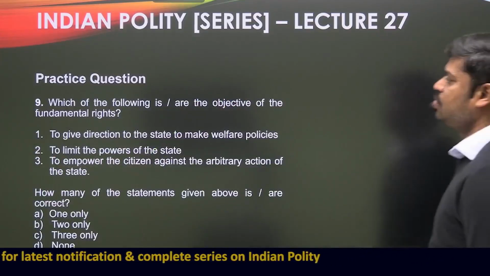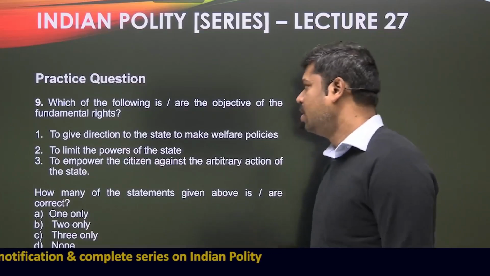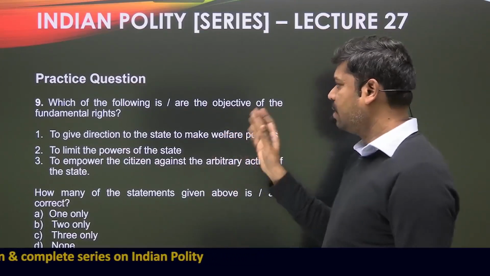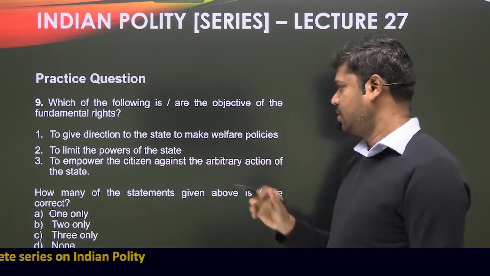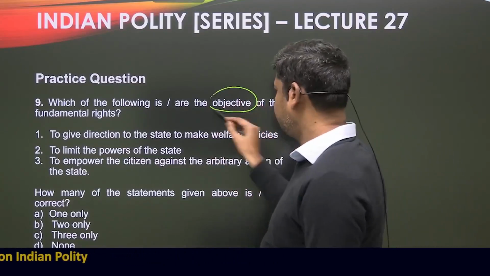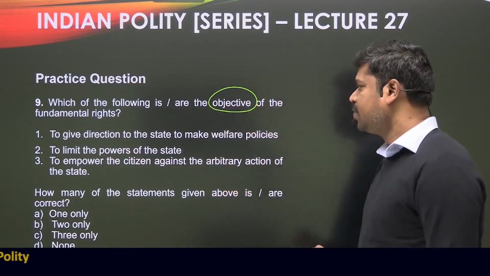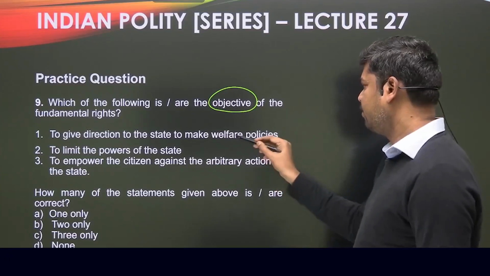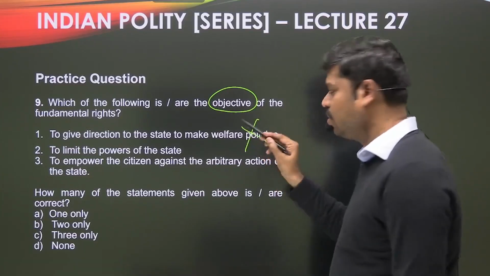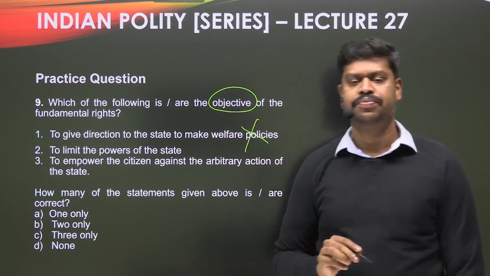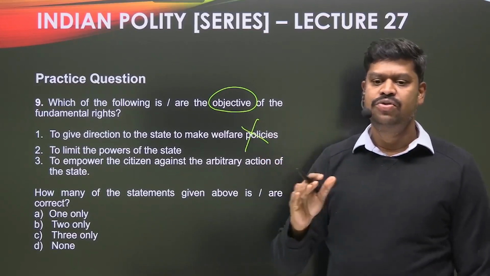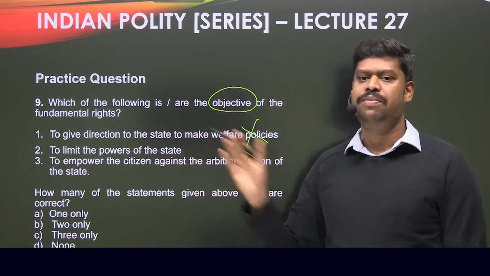Please come to the next question, that is question number 9. Which of the following are the objectives of the fundamental rights? So what are the objectives of the fundamental rights? Statement 1. To give directions to the state to make welfare policies. It is definitely not the objective of the fundamental rights. It is the objective of the directive principles of state policy.